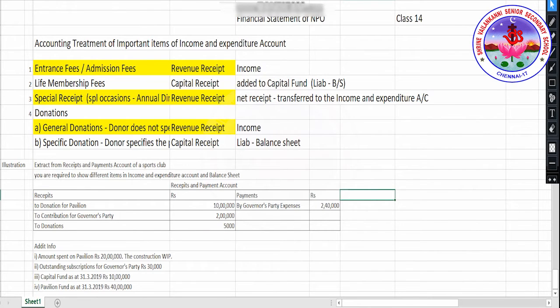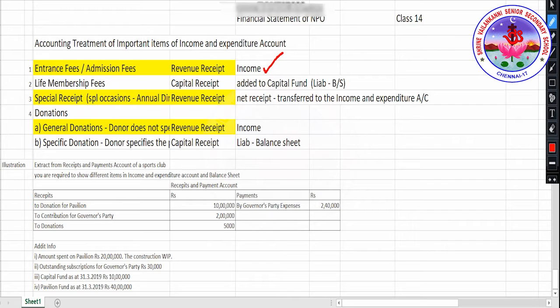Now first of all, we need to understand certain items like entrance fees, admission fees. What is entrance fees or admission fees? You're entering any premises or you're getting admitted into any organization, you should pay admission fees or entrance fees, which is a revenue receipt. You have to enter it in the income statement. Okay, so income and expenditure statement, it is an income because it is a receipt.